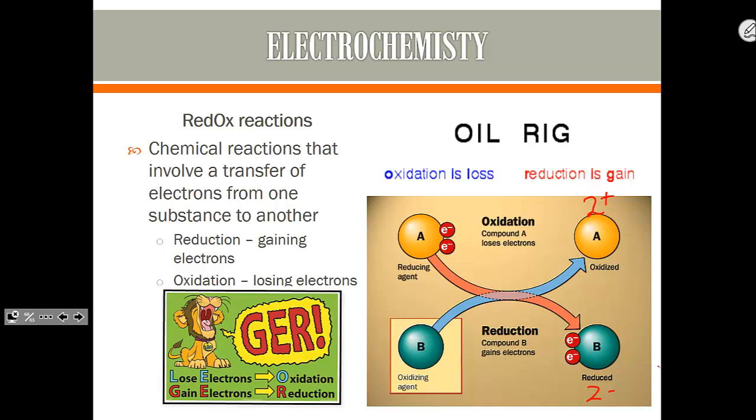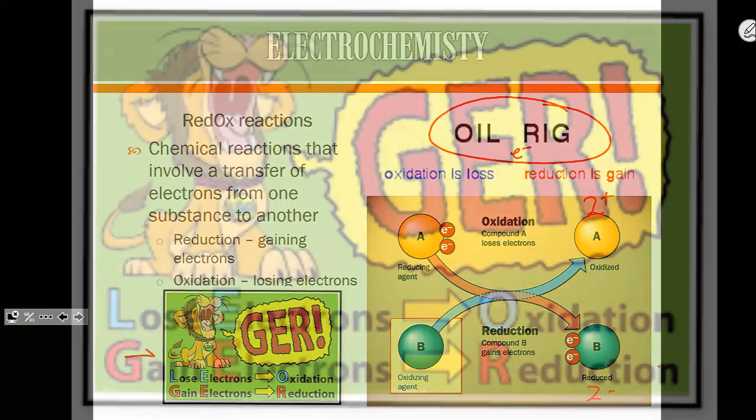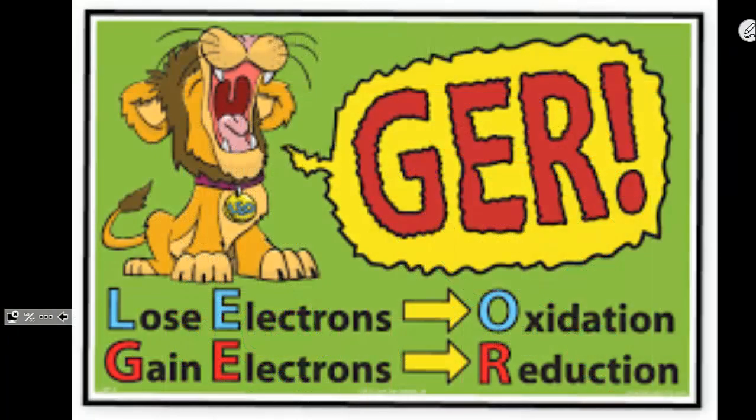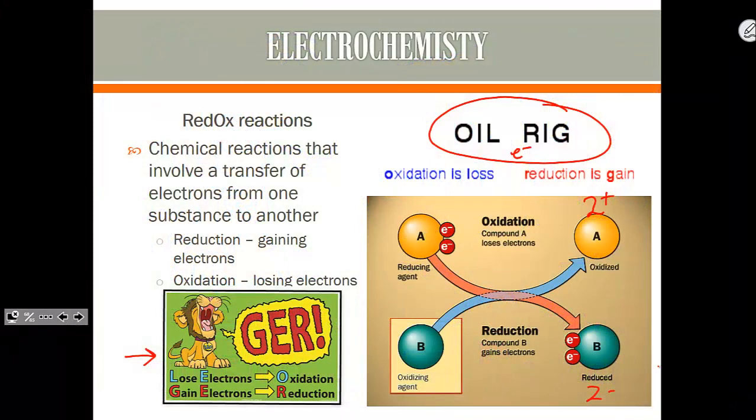You can remember it by the phrase oil rig. Oxidation is a loss and reduction is a gain, as long as you remember that it is electrons that are gained or lost. You can also remember it by the phrase Leo the lion goes grr. A loss of electrons is oxidation, a gain of electrons is reduction.